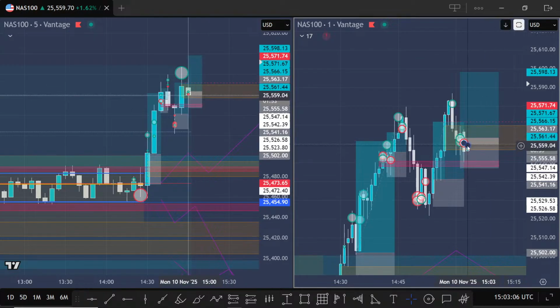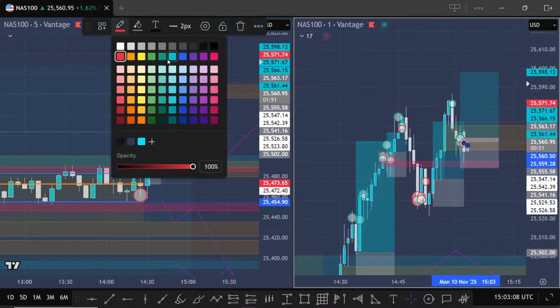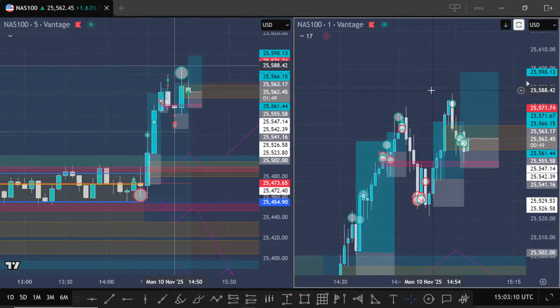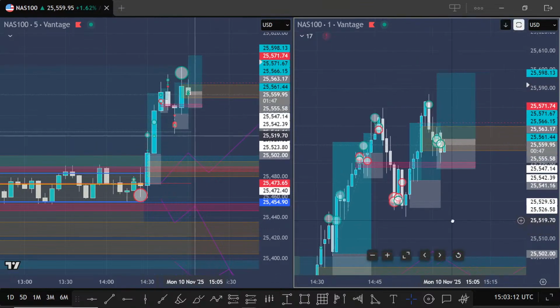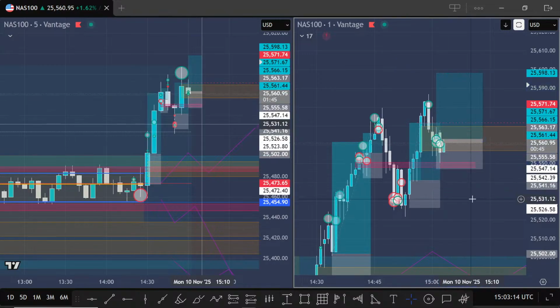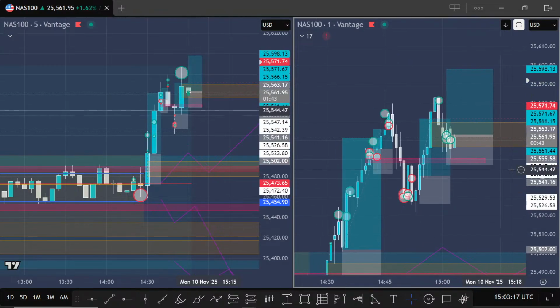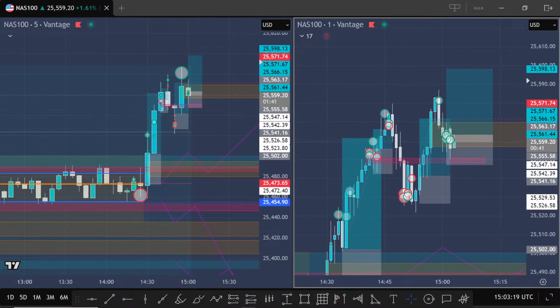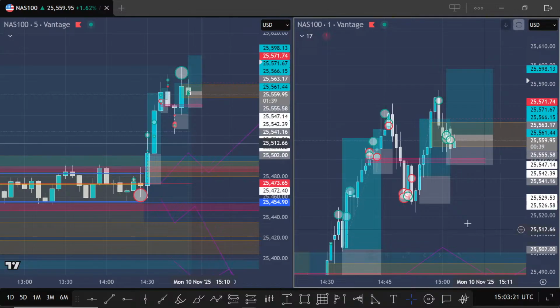So we've got aggressive buyers at the low volume node, pushing for the continuation. If we don't get that here, then we're again heading lower.